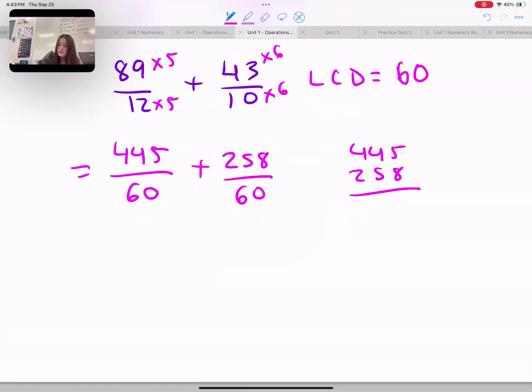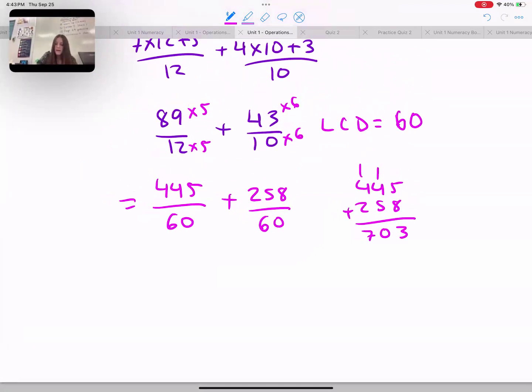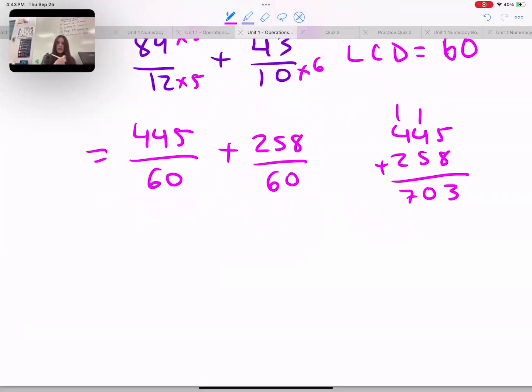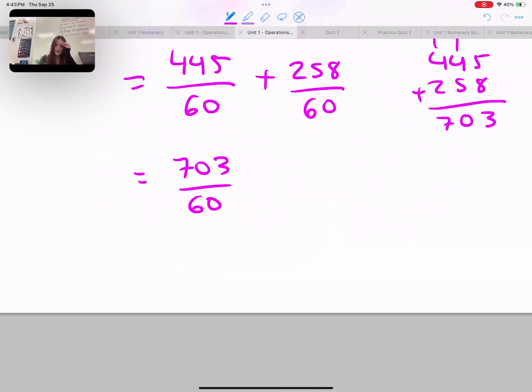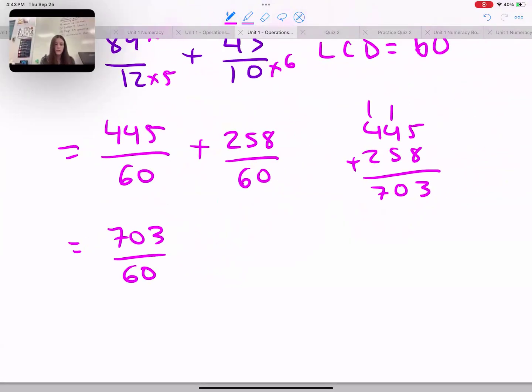So 5 plus 8 is 13. I carry the 1. This is all going to give me 10. I carry the 1. And then that is going to give me 7. So I have a big number here. That's going to give me 703 over 60. Wow, that is so crazy. Okay, how am I going to figure out what my biggest group of 60 is to fit into this? That is a big number.